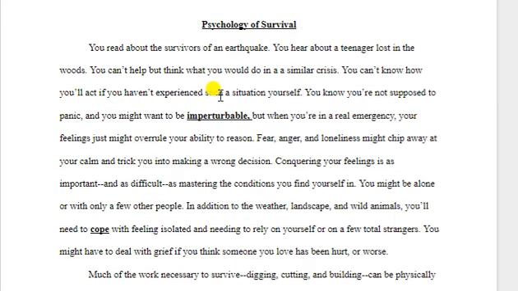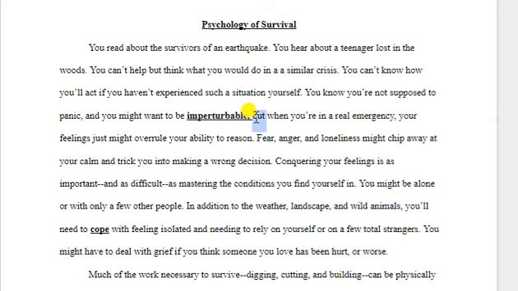So let's try to figure out, based on the context, what sort of definition we could come up with for this word. First of all, it's a mouthful, and you may or may not be familiar with it at all, but it is pronounced imperturbable. Don't say it 10 times fast. You'll probably stumble. So it says you're not supposed to panic, and you might want to be imperturbable, okay?